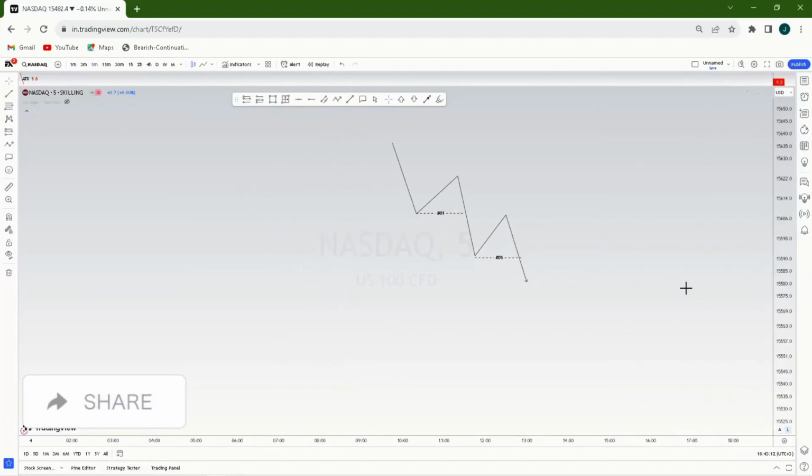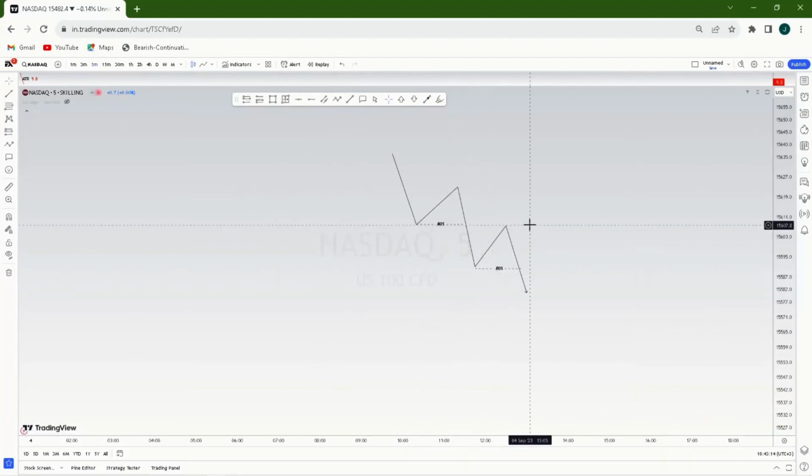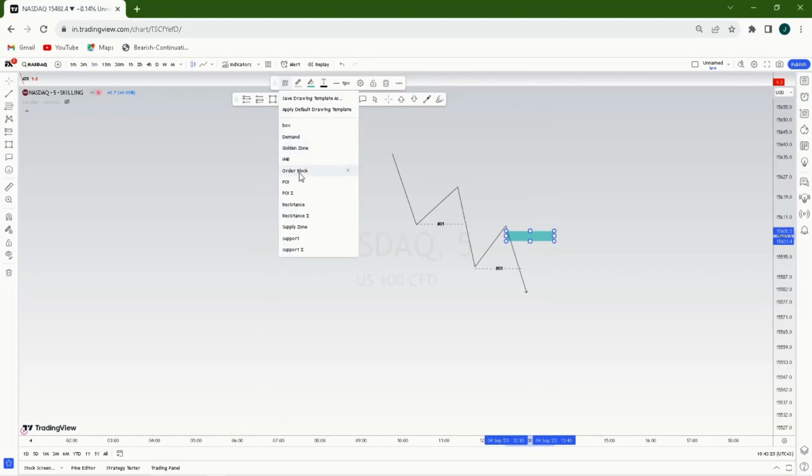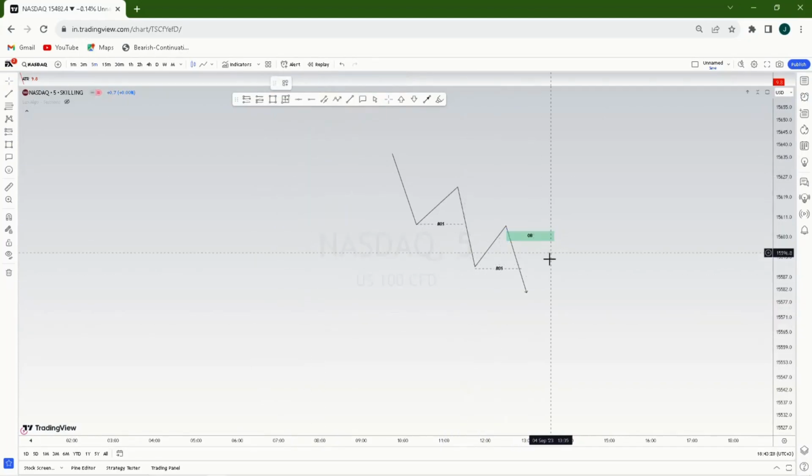When I get something like this on my charts, what I want to see next is where to put my point of interest. I can look at the charts and find an order block here. You can find somewhere like there and you find your order block. Once you find your order block, that should be your first point of interest.